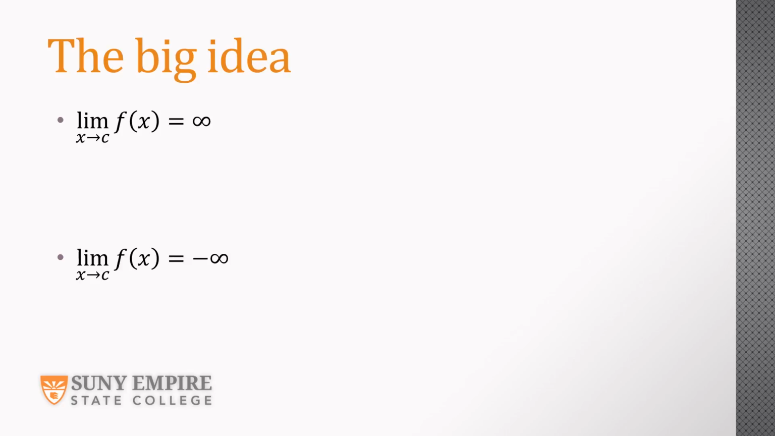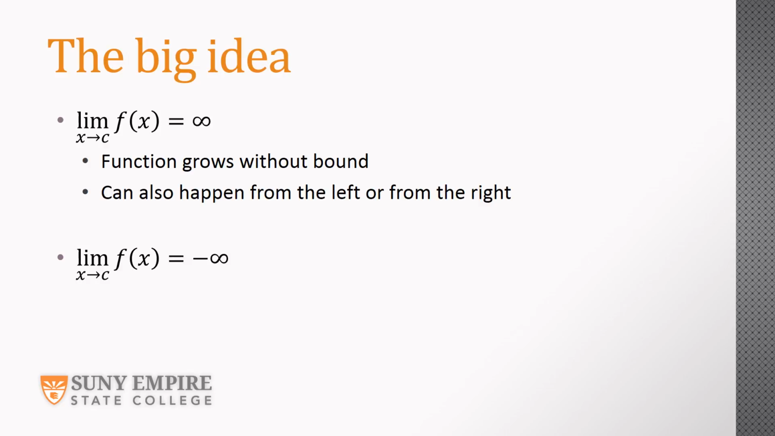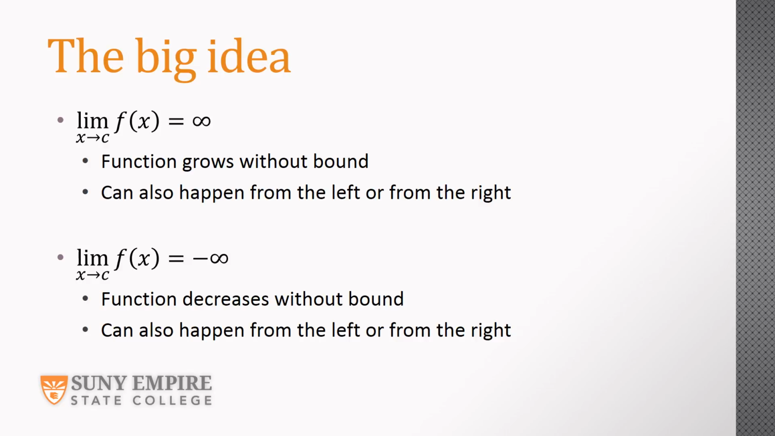To summarize, consider a limit as x approaches some value c for some function f of x that is equal to positive infinity. This means that at c, the function grows without bound. We can extend this definition to include the ideas of approaching c from the left or from the right. If we look at a limit as x approaches c equal to negative infinity, this means that the function decreases, or gets more negative, without bound. Again, we can extend this definition to include the ideas of approaching c from the left or from the right.